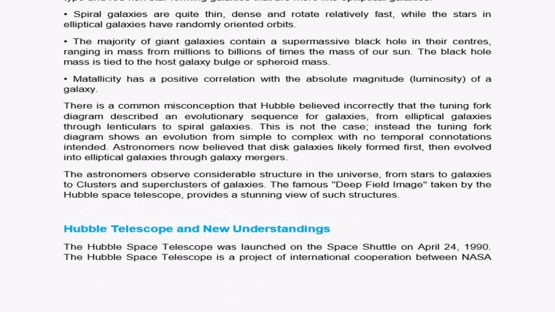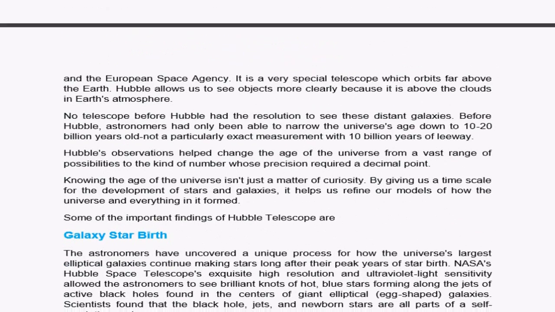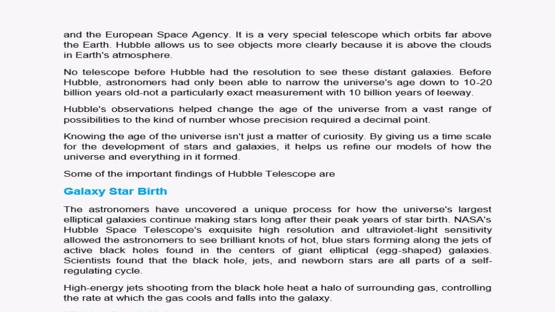Hubble telescopes and new understanding. The Hubble Space Telescope was launched on the space shuttle on April 24, 1990. It is a project of international cooperation between NASA and the European Space Agency. It is a very special telescope which orbits far above the Earth. Hubble allows us to see objects more clearly because it is above the clouds in Earth's atmosphere. No telescope before Hubble had the resolution to see these distant galaxies.